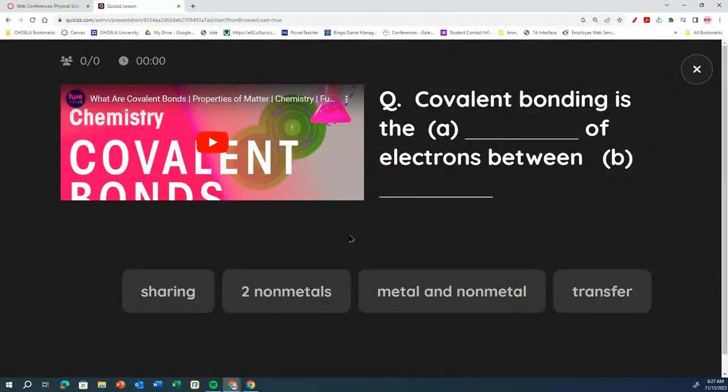All right, so covalent bonds involve the sharing of electrons between 2 nonmetals.